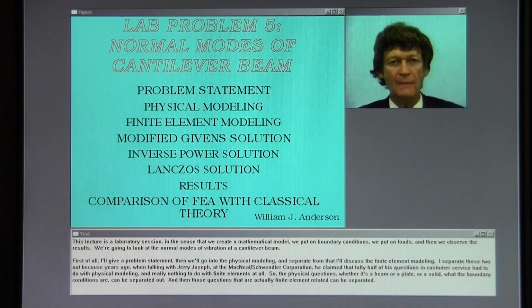This lecture is a laboratory session in the sense that we create a mathematical model, we put on boundary conditions, we put on loads, and then we observe the results. We're going to look at the normal modes of vibration of a cantilever beam.